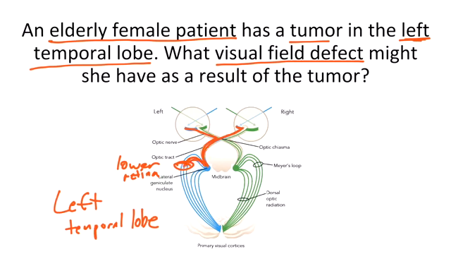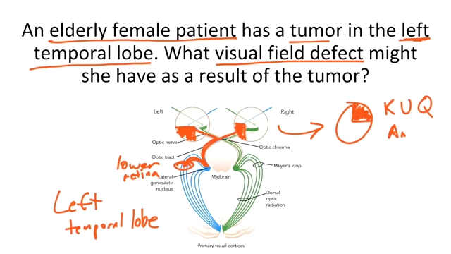So what would be the visual field defect if she lost the lower quadrant of each retina? Well, we just take that upside down and backwards, and the visual field defect would be the right upper quadrant. So this would be right upper quadrantanopia.